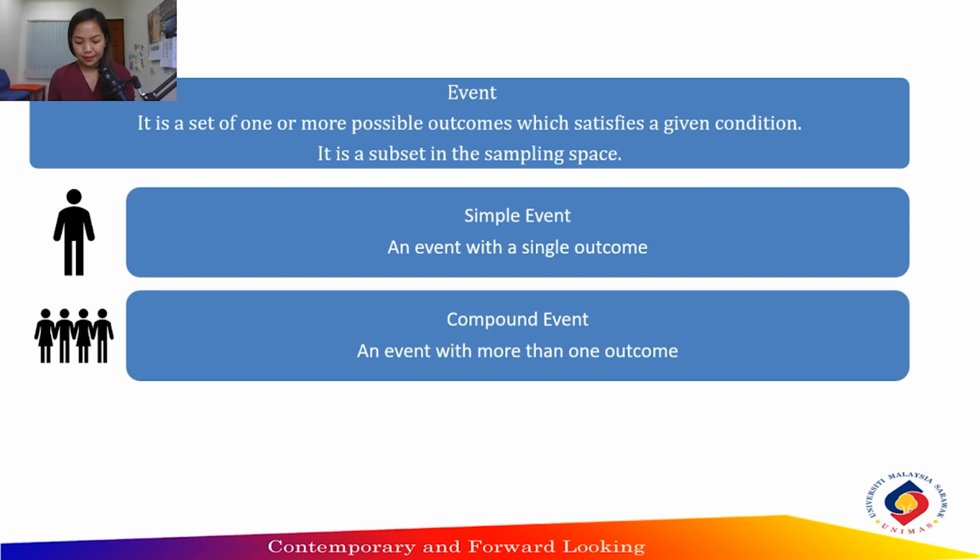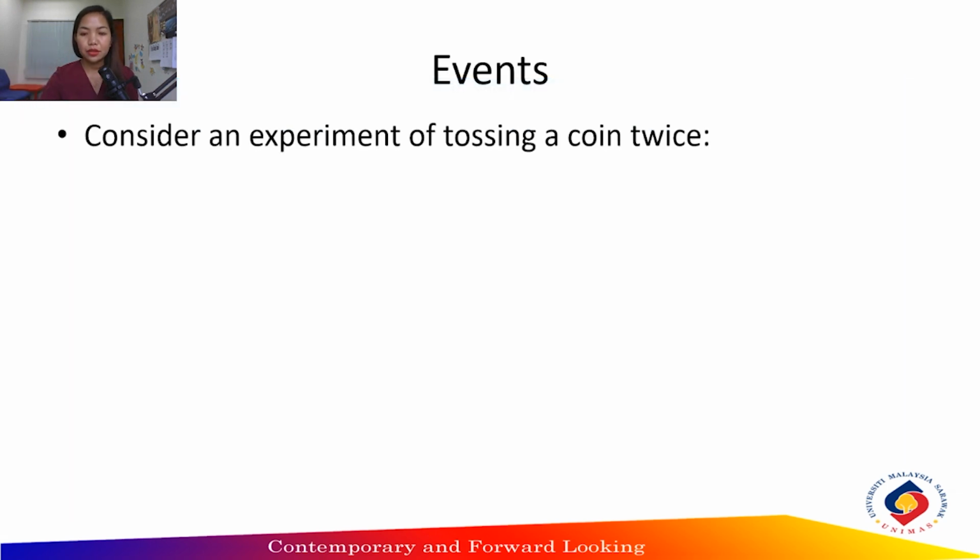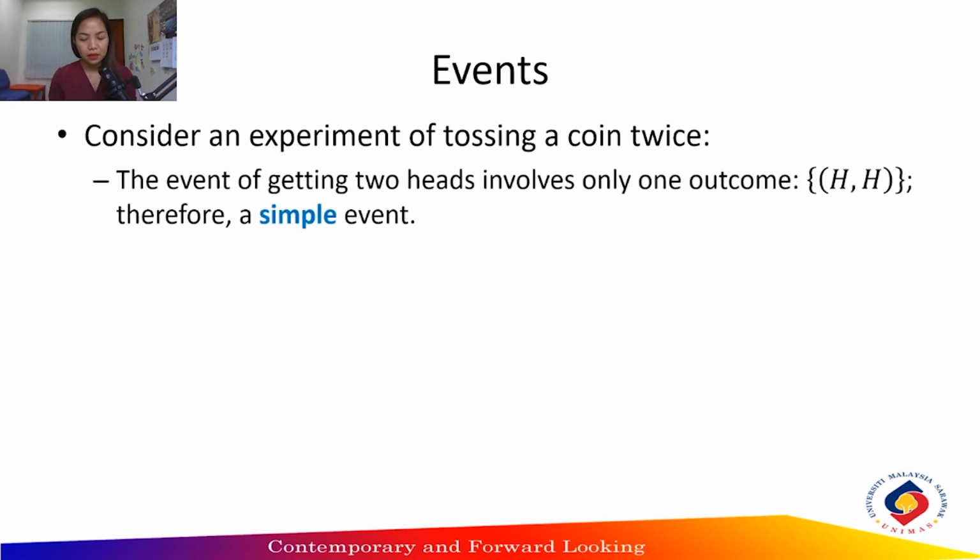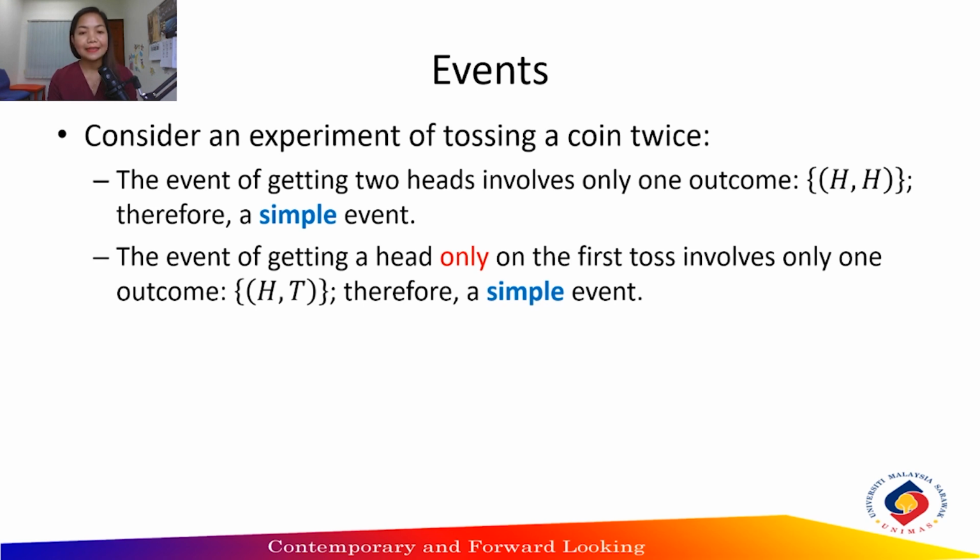Let's discuss this event by using a coin, and we toss this coin two times. Okay, so the event of getting two heads involves only one outcome, which is head and then followed by head. So this is a simple event. And then the event of getting a head only on the first toss, because we toss this twice, right? So only on the first toss involves only one outcome, that is HT. Therefore, this is a simple event.